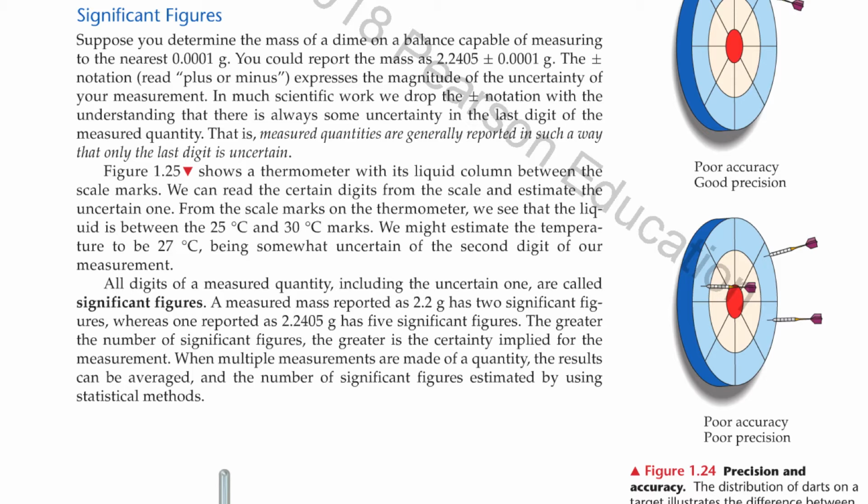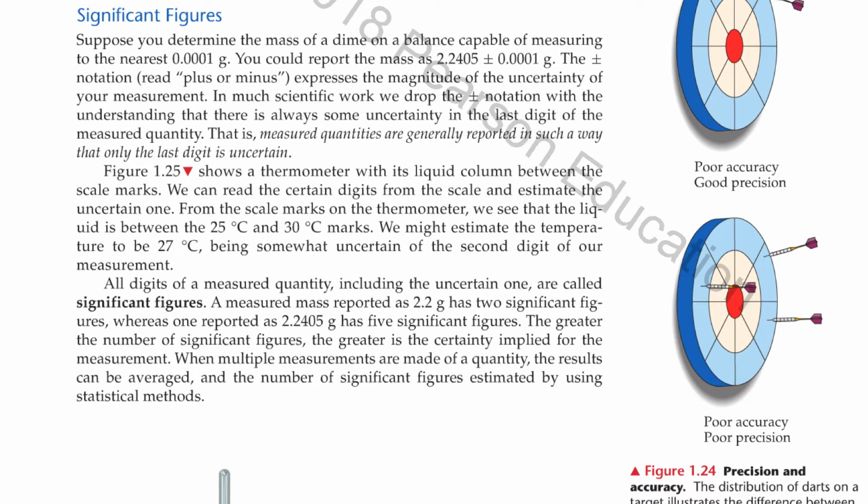In much scientific work, we drop the plus or minus notation with the understanding that there's always some uncertainty in the last digit of a measured quantity. That is, measured quantities are generally reported in such a way that only the last digit is uncertain.